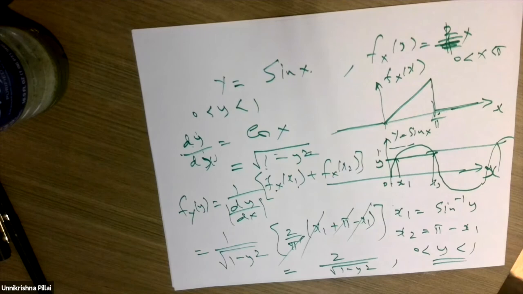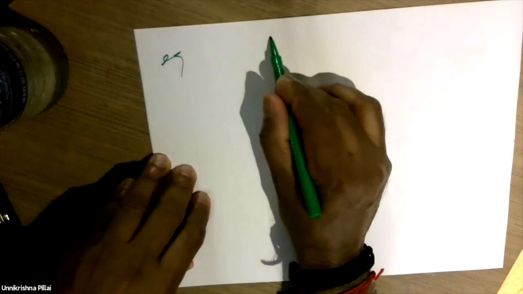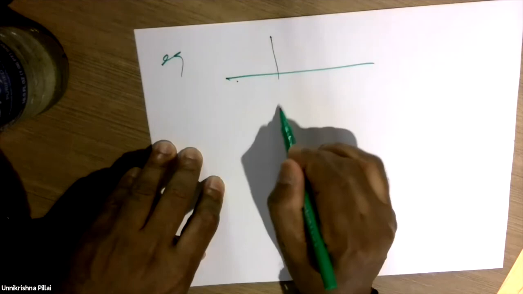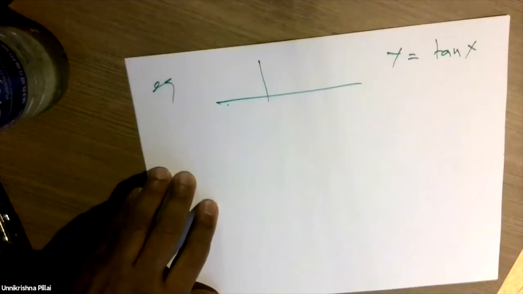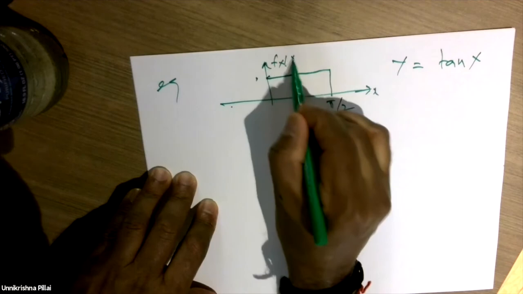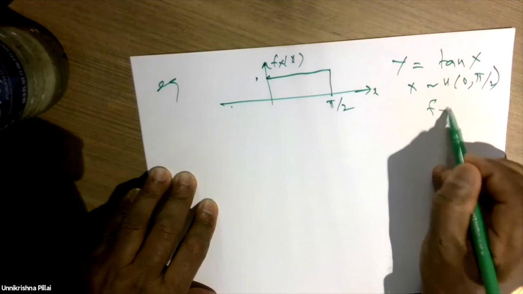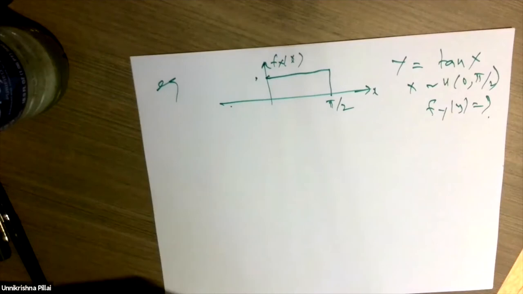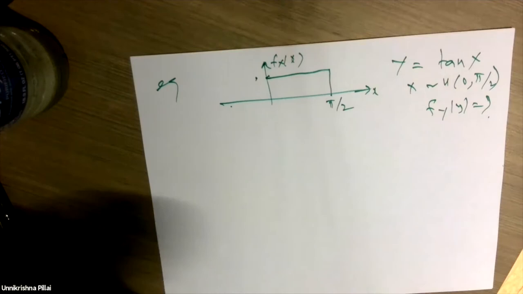So let me give you another problem. So y is tan x and x is, let's say, uniform between 0 and pi by 2. So I hope you see the problem. Y is tan x, x is uniform. And what's the density function of y? So I already drew f of x.